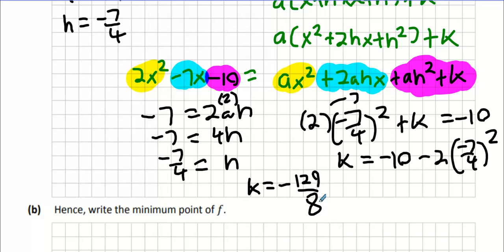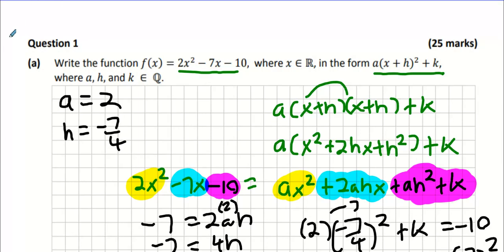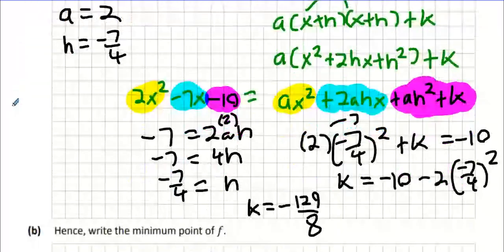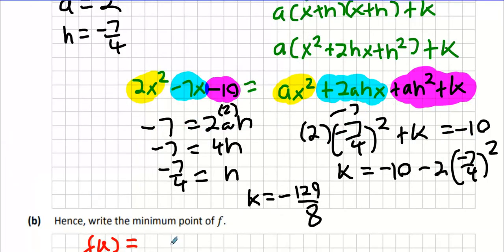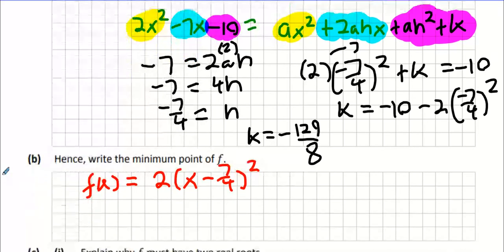There's a problem with this type of question, right? It doesn't say hence or otherwise. It just says hence. Oh, sorry, I have to write down the full formula, do I? Yeah, I have to write out the full formula. So the full formula will look something like this: f of x equals, what is it? a. What's a? 2. Times x plus h, so x minus 7 over 4 squared, yeah. And then what else? So minus 129 over 8.